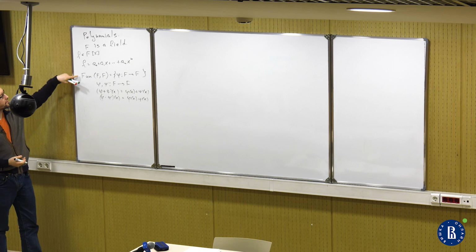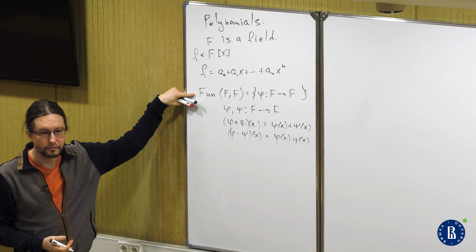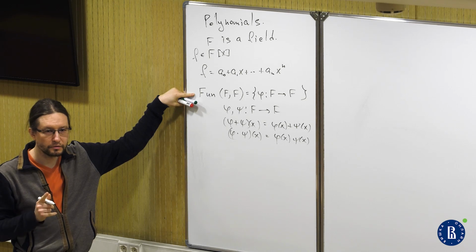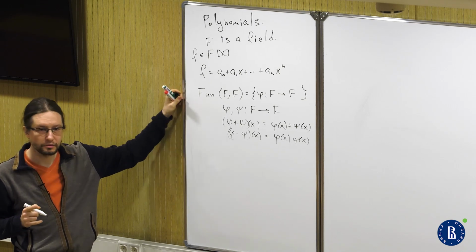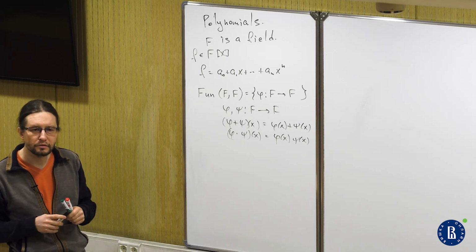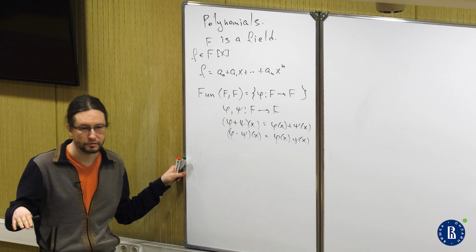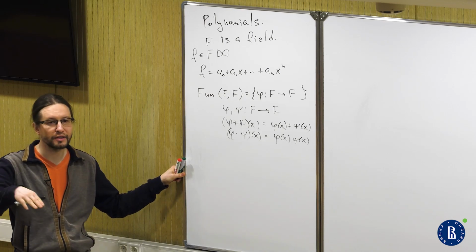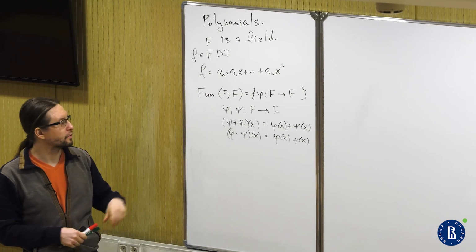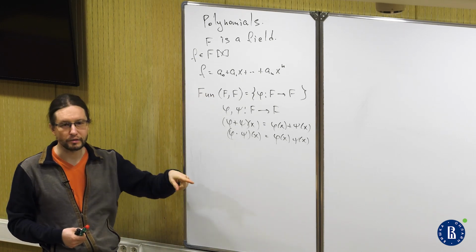By the way, what is the zero element of this ring? The zero element, not identity, it's zero. The neutral element with respect to addition. Something that goes to zero. Well, it should take every element to zero. So the constant function which takes every element to zero is the zero element of this ring. Okay, and the identity element of this ring is the function which takes every element to 1.